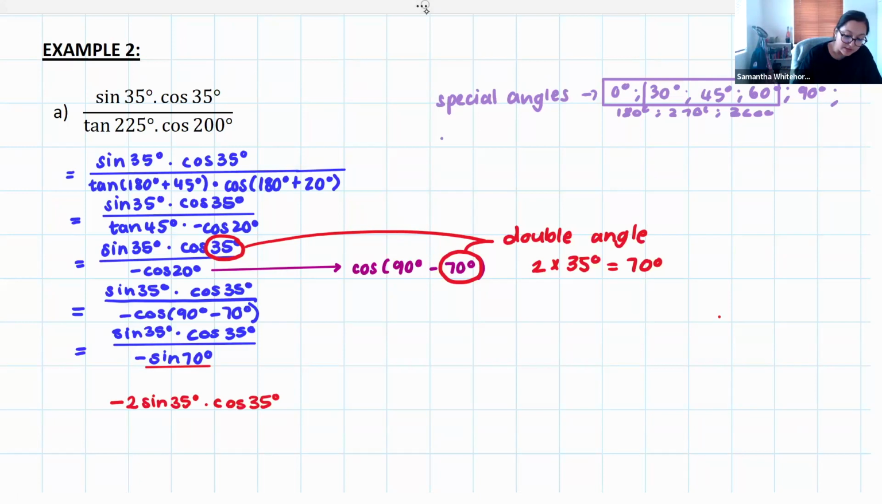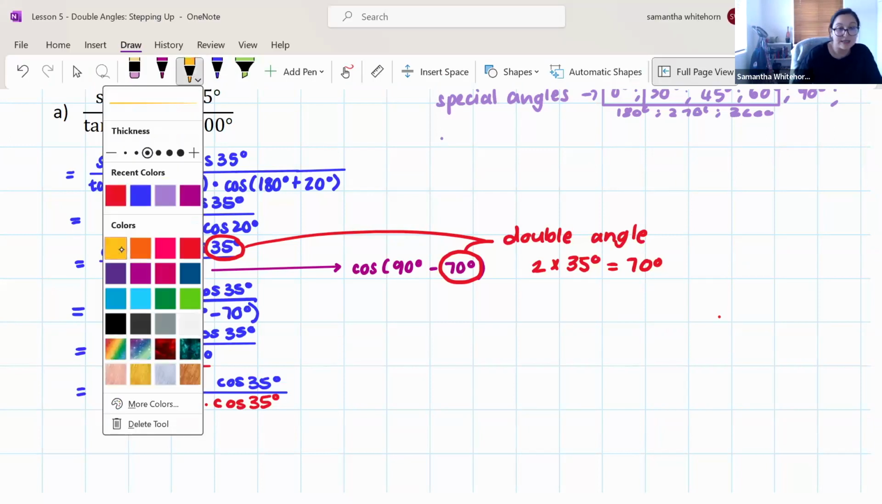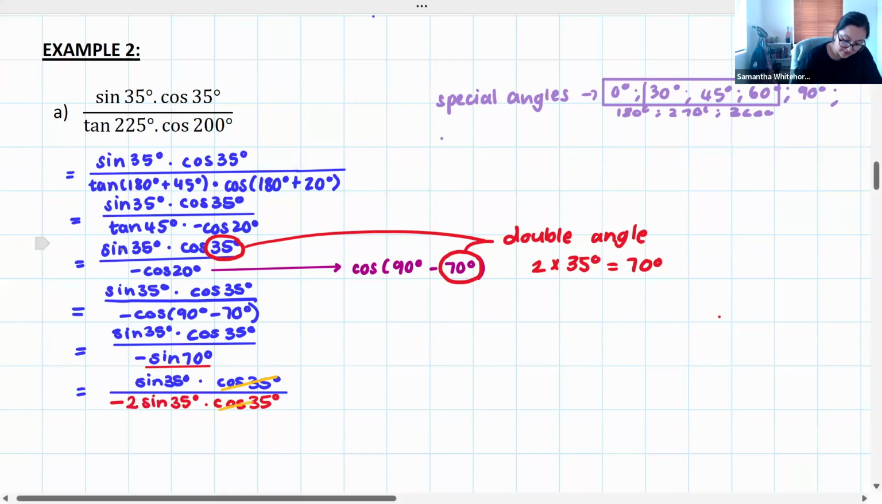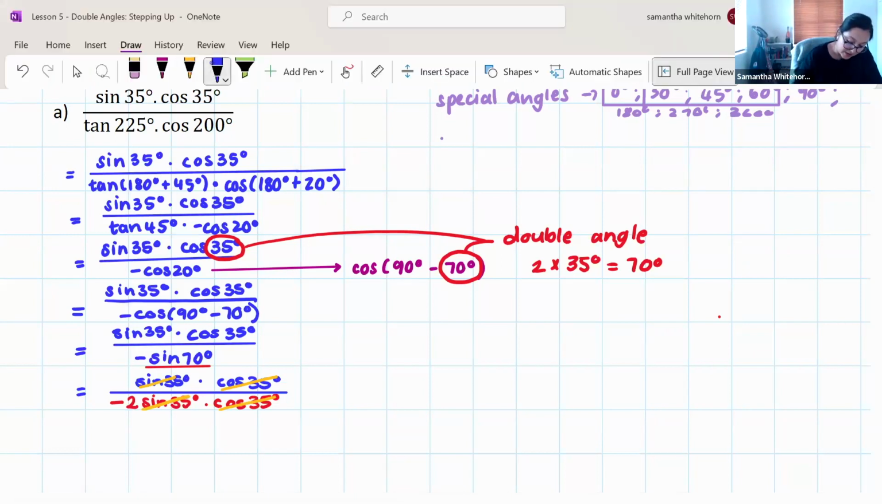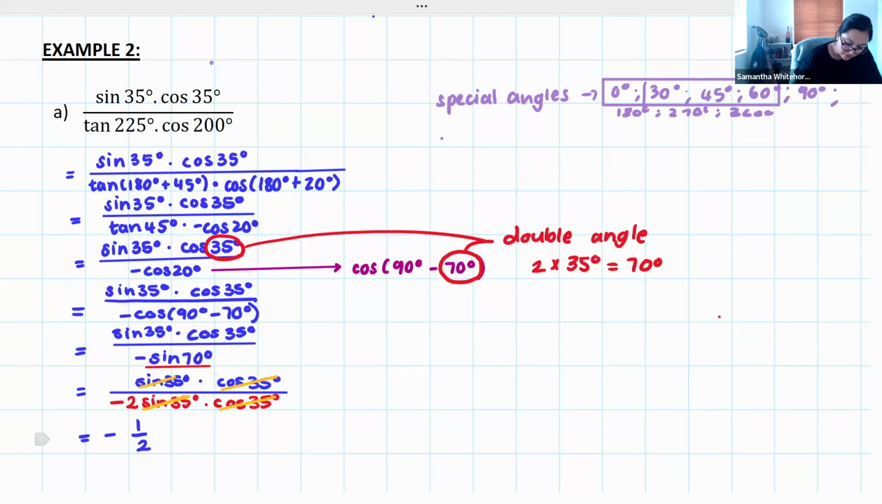But hopefully what you now see is that your numerator and your denominator have the same factors, or they match up. So now it's very easy for us to go and simplify. We've got sine 35 cos 35 divided by 2 sine 35 cos 35. What this now allows us to do is it allows us to divide. Cos 35 divided by cos 35 is 1. Sine 35 divided by sine 35 is 1. And so what we end up actually having is negative 1 over 2 as our final simplified expression.